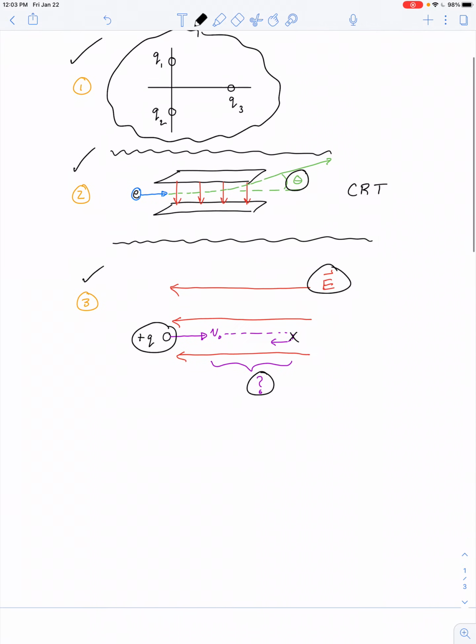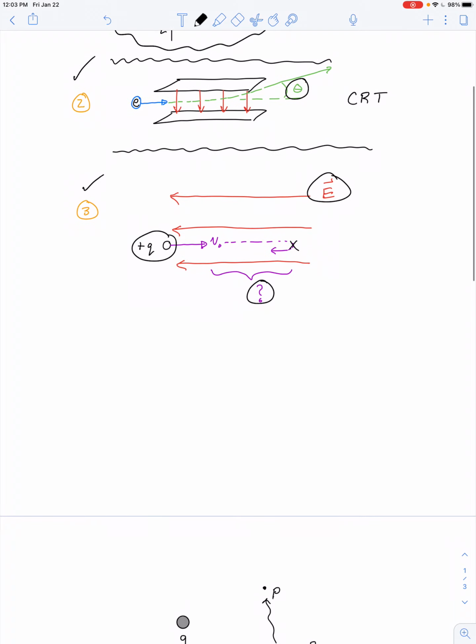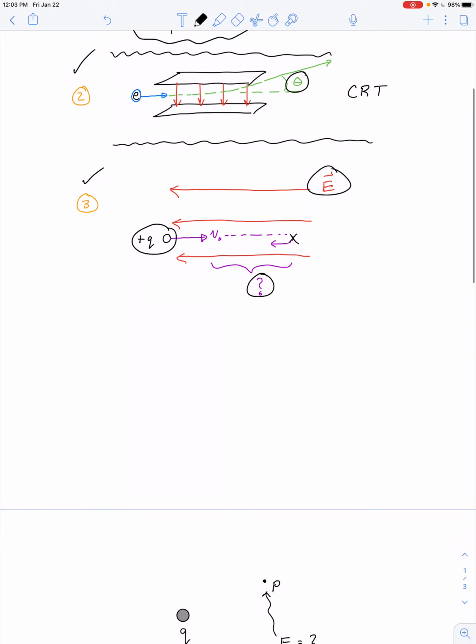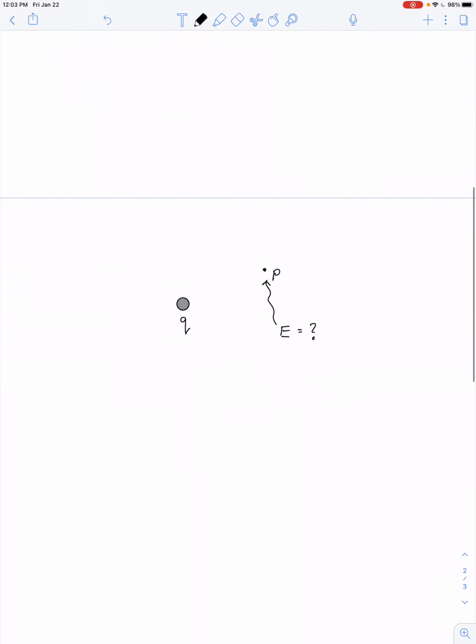What we need to get into now are some problems in which you have to determine the value of the electric field at any point in space around any distribution of charge. And we'll start with the simplest charge arrangement of all, and that of course is just a single monopole.